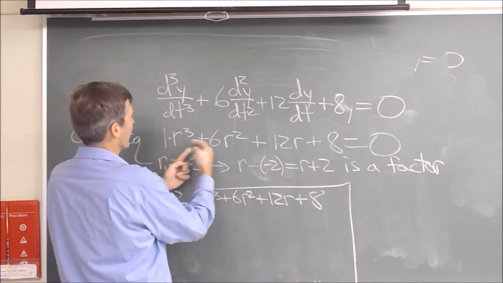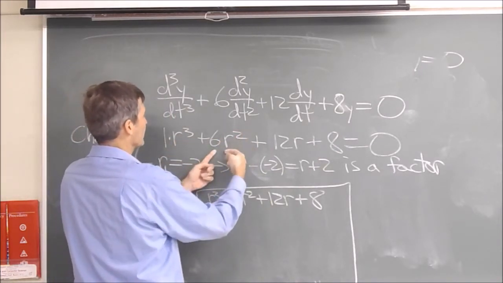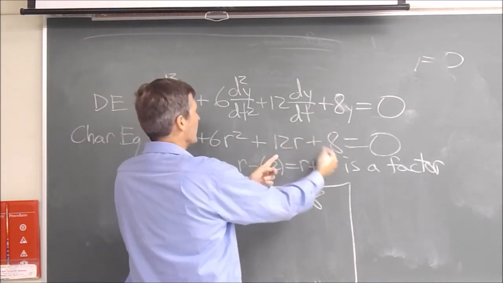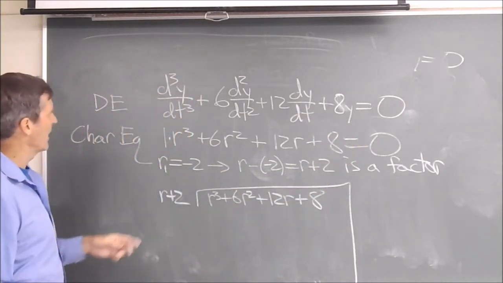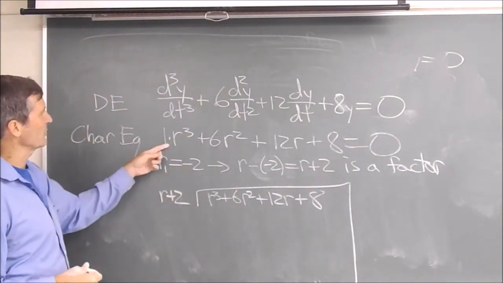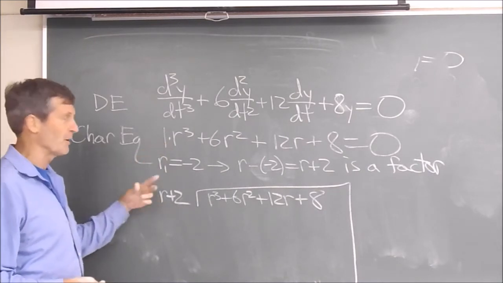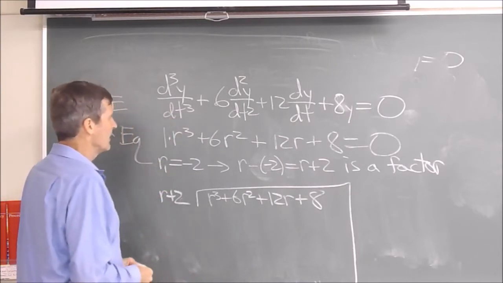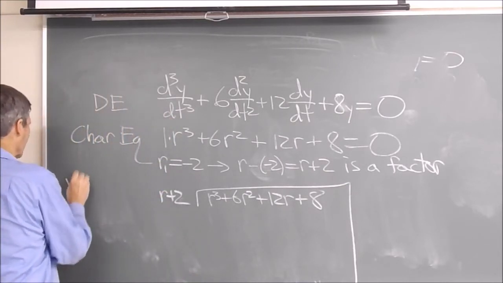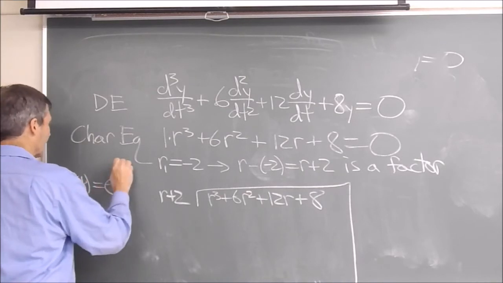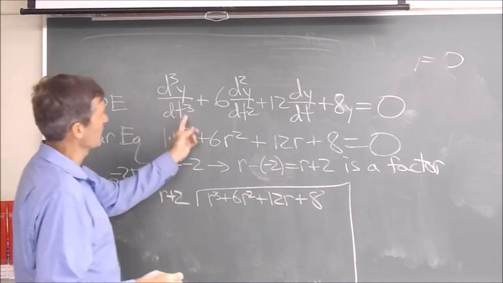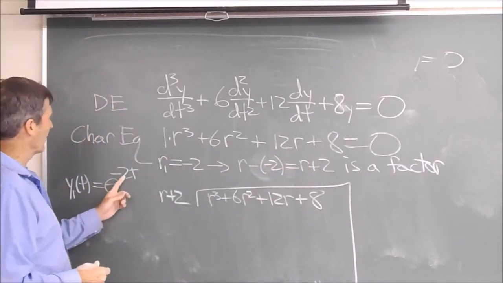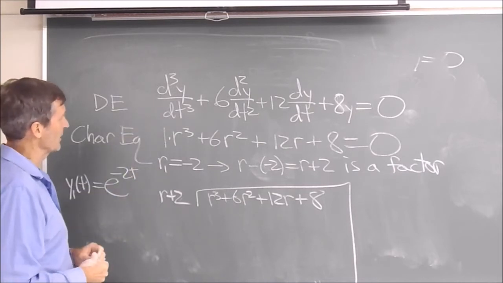Minus 2 cubed is minus 8, plus 6 times minus 2 squared is plus 24, makes 16. Minus 24 plus 8, sure enough, it's 0. So r1 equals negative 2 is a solution to the characteristic equation, which tells me that e to the minus 2t is in fact a solution to the differential equation. So y1 of t equals e to the minus 2t. Since r1 is a zero of the characteristic equation, now I know e to the r1 t is a solution to the differential equation that it came from.